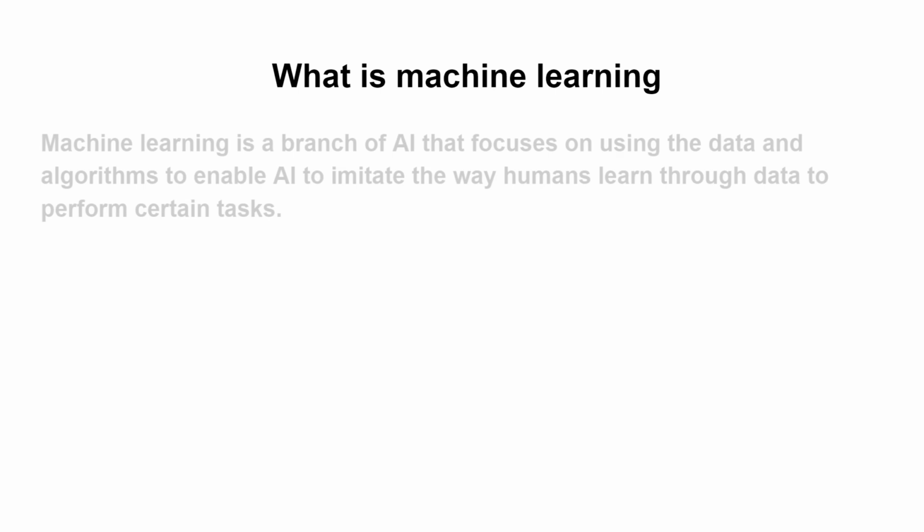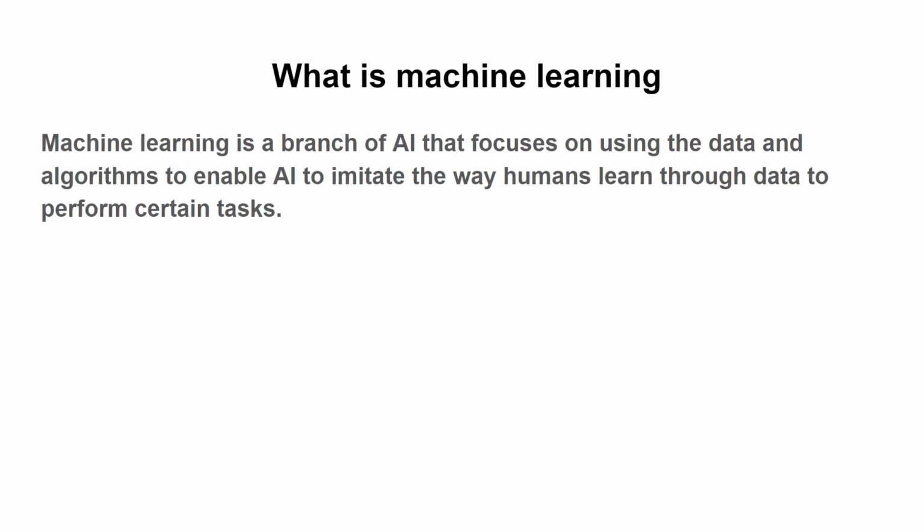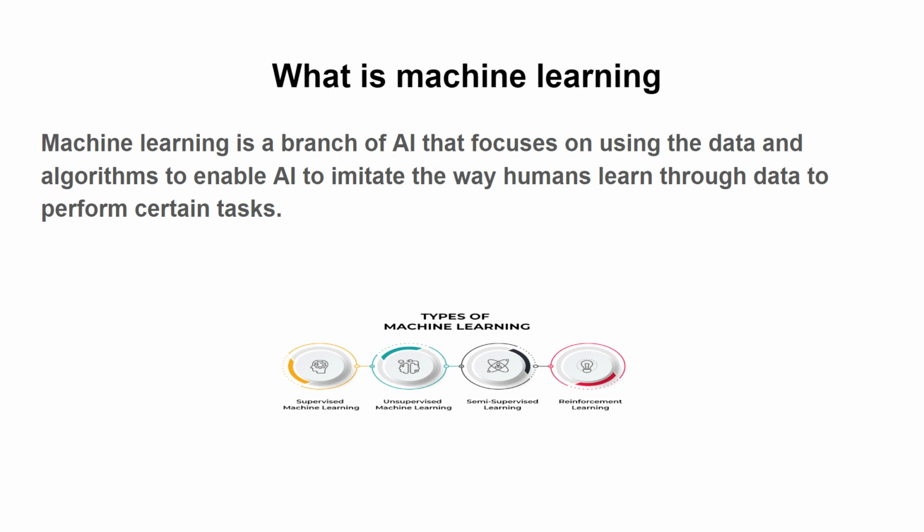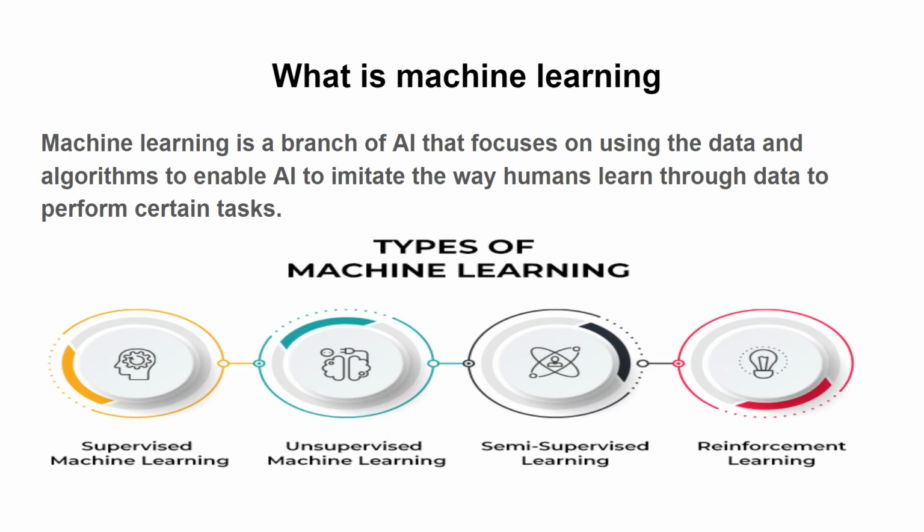Firstly, what is machine learning? Machine learning is a branch of AI that focuses on using data and algorithms to enable AI to imitate the way humans learn through data to perform tasks. There are four types of machine learning: supervised machine learning, unsupervised machine learning, semi-supervised learning, and reinforcement learning.